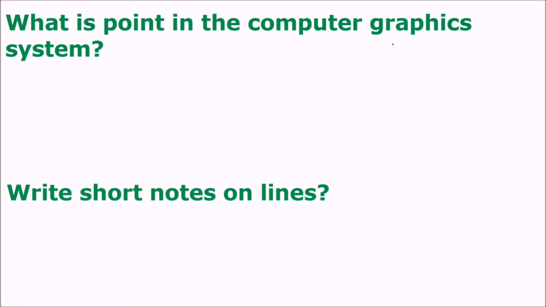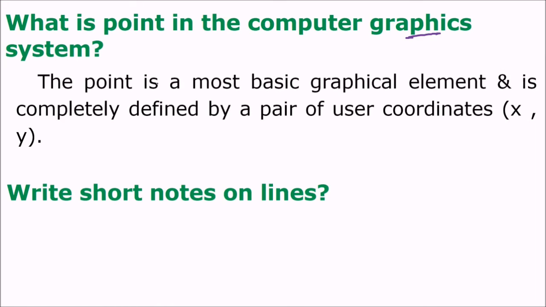What is a point in a computer graphics system? A point is the most basic graphical element and is defined by a pair of user coordinates. Actually, in computer graphics, everything is points only. You take points and combine them to form, say, a triangle, or you give a shape like this, and then you show this shape. And if you want to give them a realistic feeling, you do lighting, shading, etc.